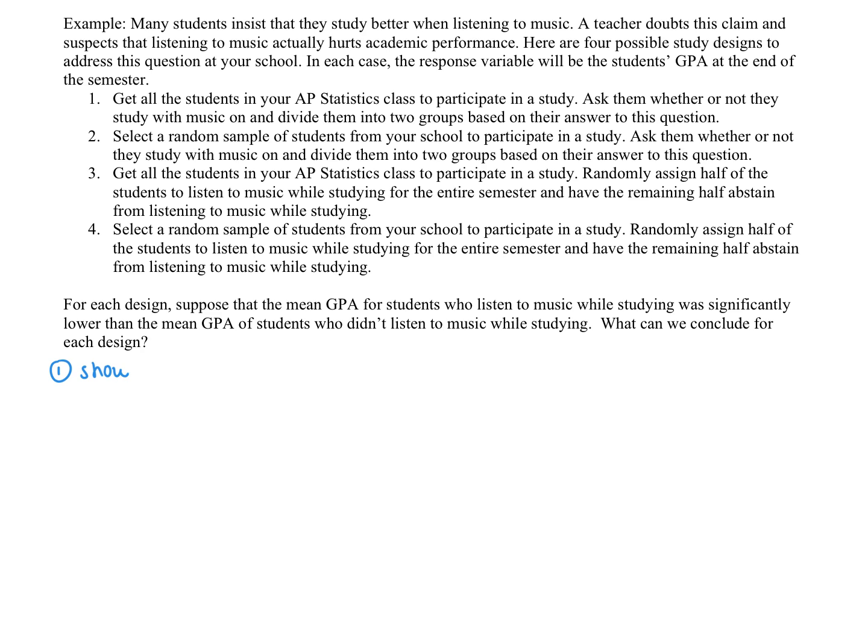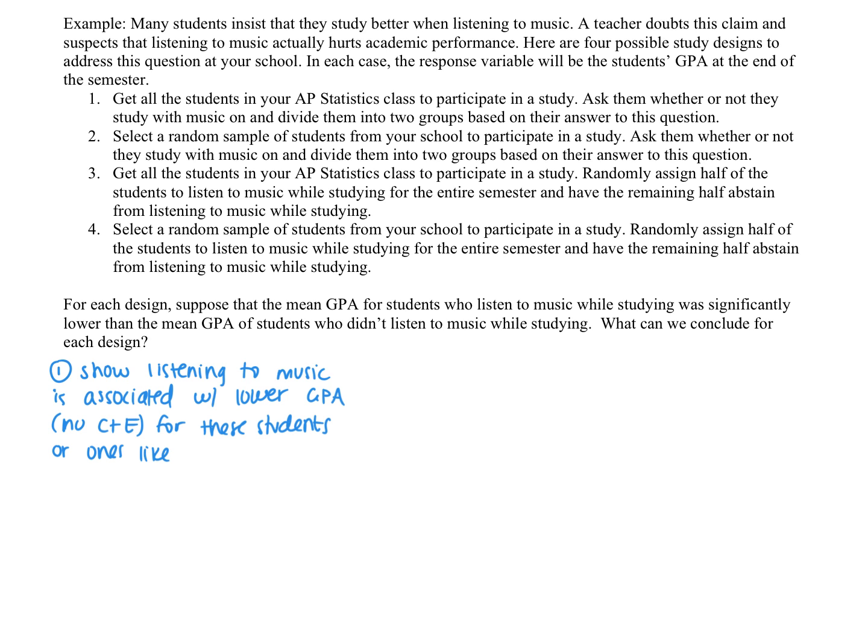So in this design, we can show that listening to music is associated or correlated with the lower GPA. So in parentheses, what I'm saying is we can't show cause and effect. So listening to music is associated with lower GPA for these students, or ones like them. So if we don't have a random sample, our conclusion only applies to those people, those volunteers, or people like them. And again, that's because we don't know that these students are representative of all AP Stats students.